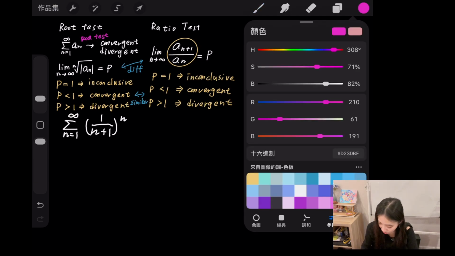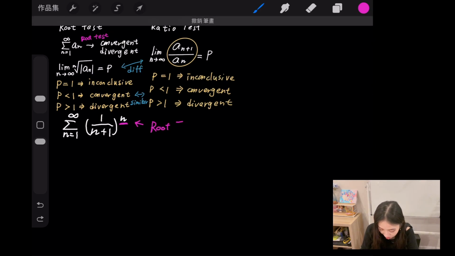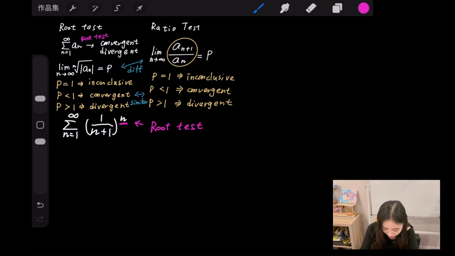As you can see here, directly you can see it is to the power of n. So this makes me think I will use the root test. Why? It's very simple. Because the nth root of a sub n can be written as a sub n to the power of 1 over n. So if you use the root test, this exponent is going to disappear.